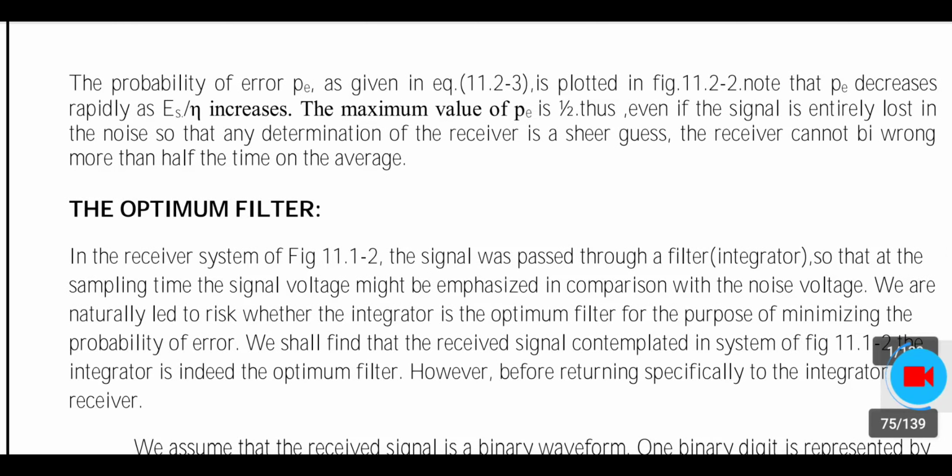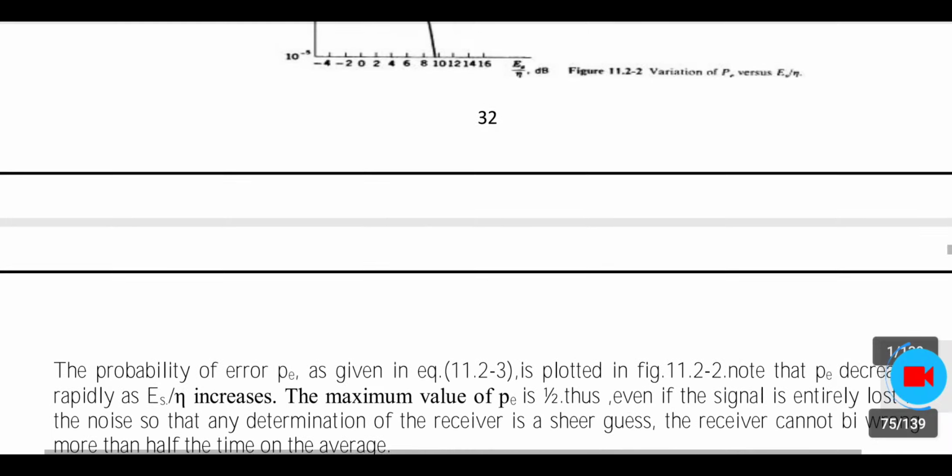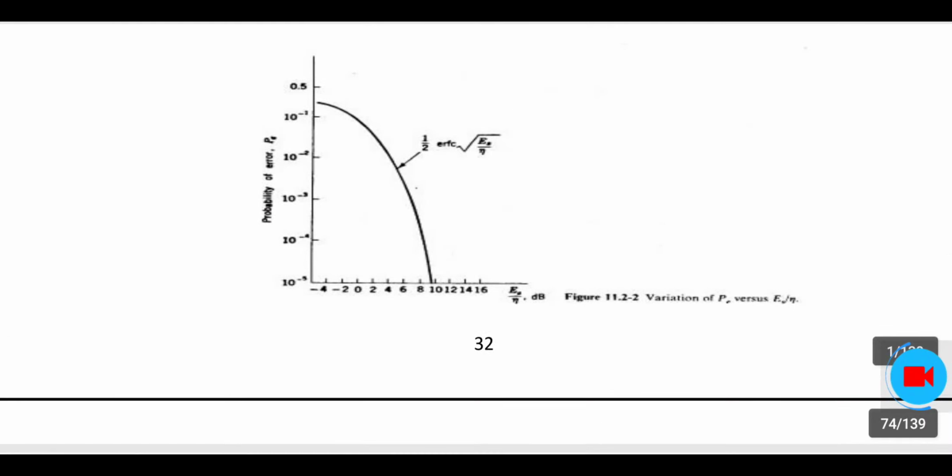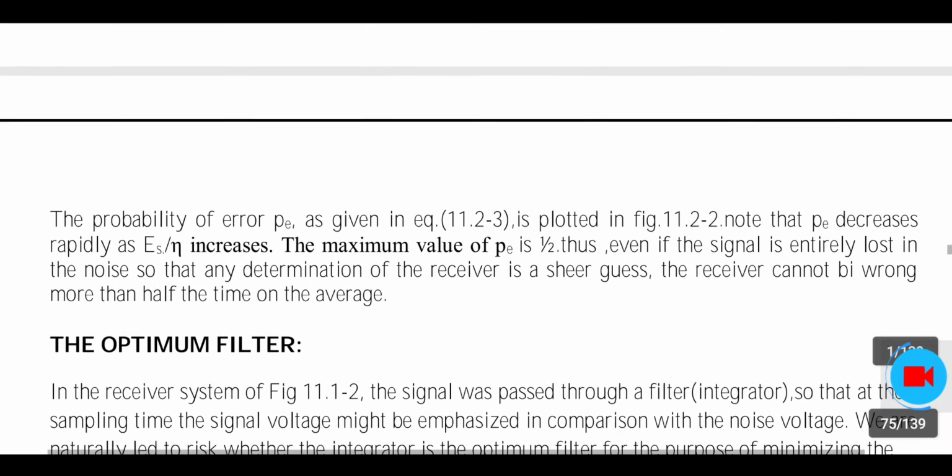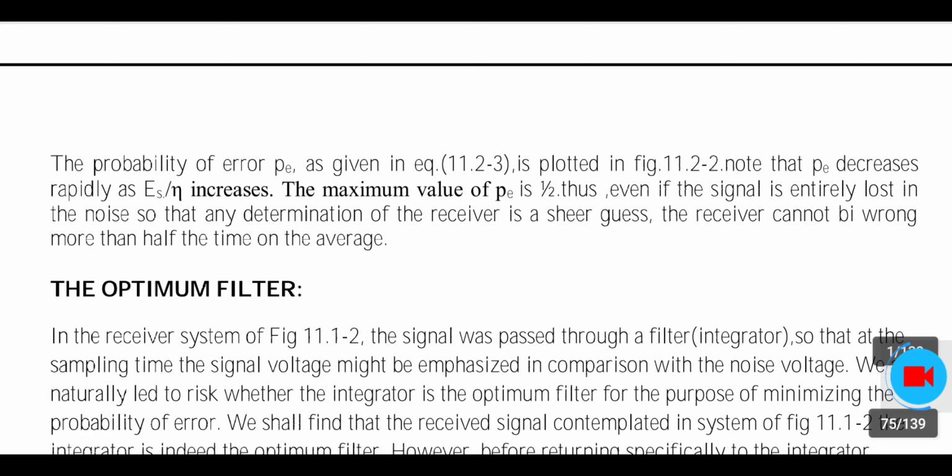And one more thing, continuing with the probability of error: you can observe in the above diagram that P decreases rapidly as the energy increases. The probability decreases rapidly and the variation of the energy slowly increases. That is simply the main point. This efficiency will be a ratio. The maximum value of probability is one half.